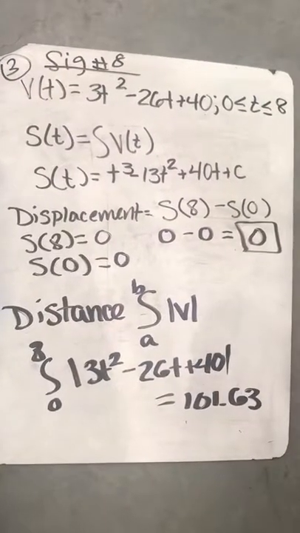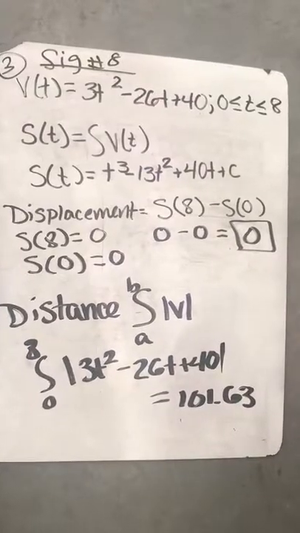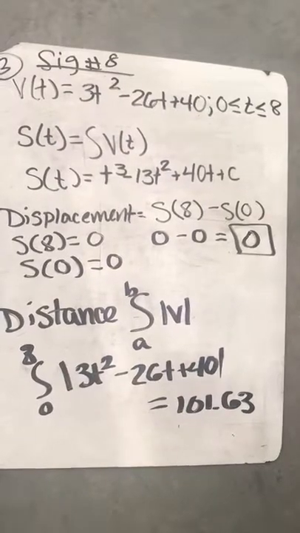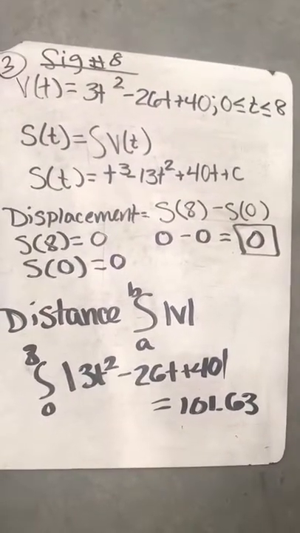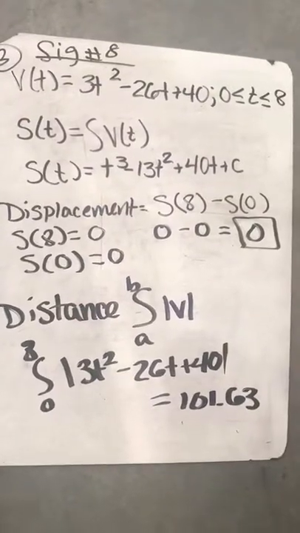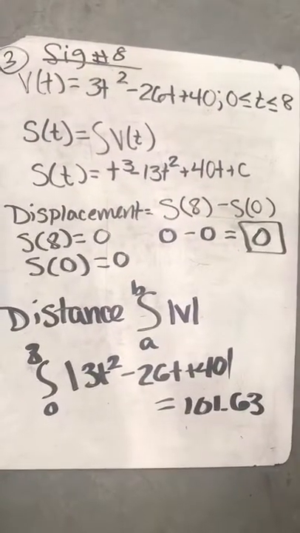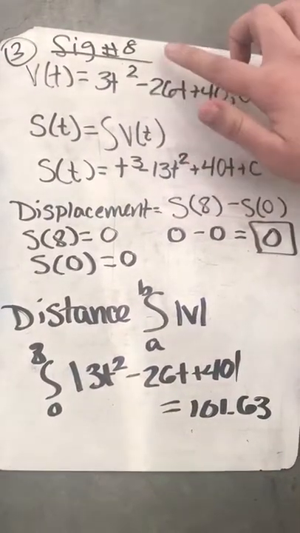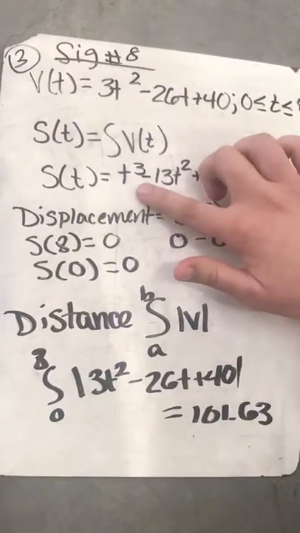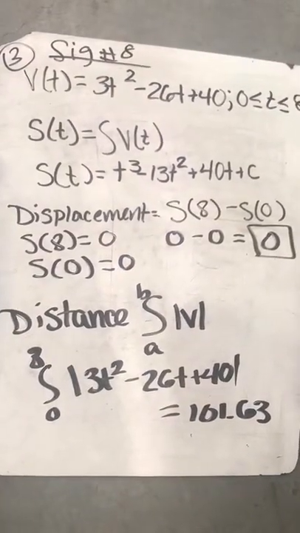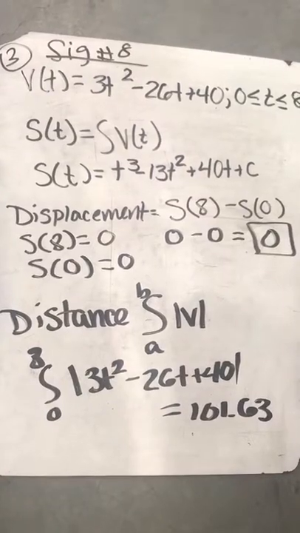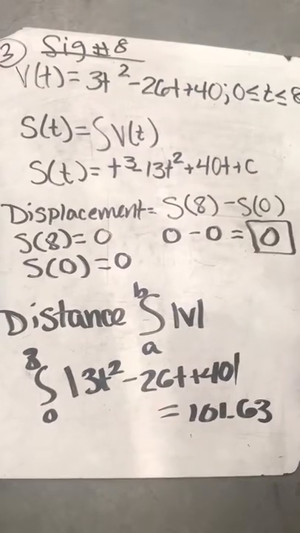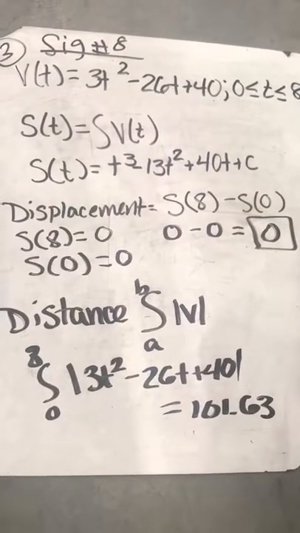So for part 3 of SIG test 8, they want you to find the displacement and the distance traveled when v of t equals 3t squared minus 26t plus 40 from 0 to 8. So first you have to find the position function, and to find it you have to take the integral of v of t. So that's what we did here. You just add 1 to the exponent and divide by 3, and the 3's cancel out to give you t to the third. You do the same for negative 26t, and you get negative 13t squared. And for plus 40, it's just plus 40t because it's a constant, and then plus c always.